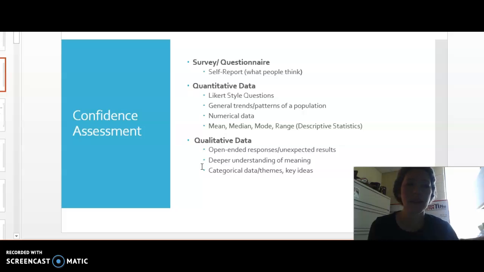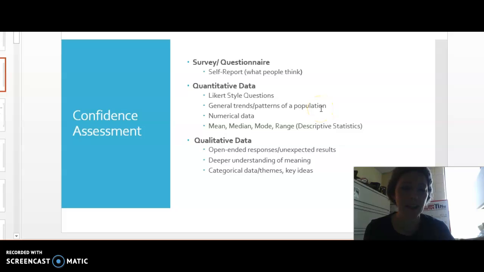So self-reports, they're not the same as the thing itself, but they tell us how people feel, right? So what this really tells me is not whether you're good at using Google or using the library, but how confident you are, your own assessment of your abilities. You also, I'm sure, have seen kinds of questions like this, the strongly agree to strongly disagree. We call those Likert-style questions. They can give us an idea of general trends or patterns of a population.